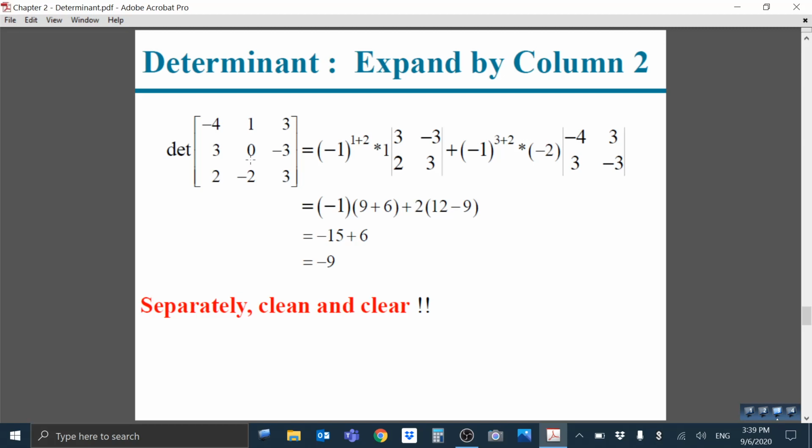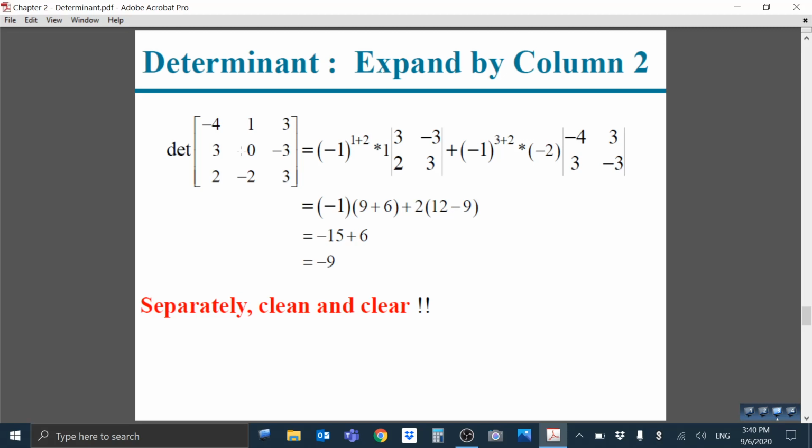Now I see a 0 in the middle here. So I could pick a row 2 or a column 2, that would be a smart choice. There's nothing wrong with picking row 1 or row 3 or column 1 or column 3. There's nothing wrong. It's just dumb. I need to work too much for nothing. The result will be the same. So be smart. Pick a row with a 0 or a column with a 0.